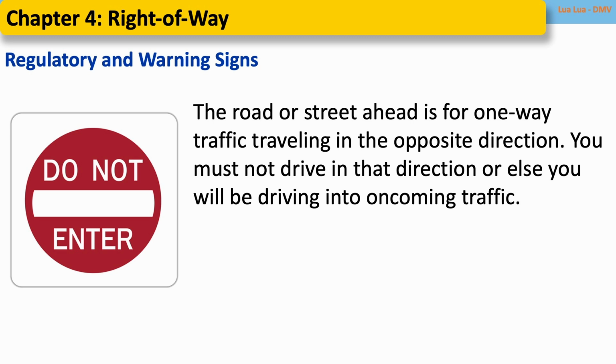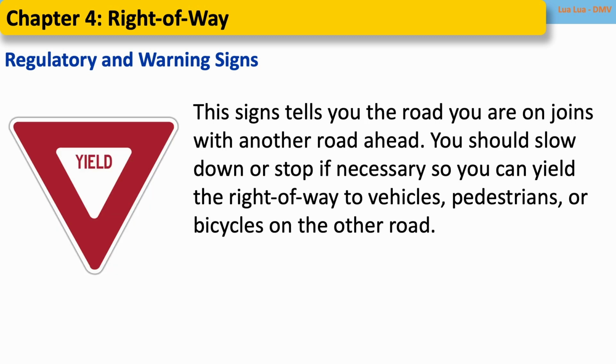The road or street ahead is for one-way traffic traveling in the opposite direction. You must not drive in that direction, or else you will be driving into oncoming traffic. This sign tells you the road you are on joins with another road ahead. You should slow down or stop if necessary, so you can yield the right of way to vehicles, pedestrians, or bicycles on the other road.